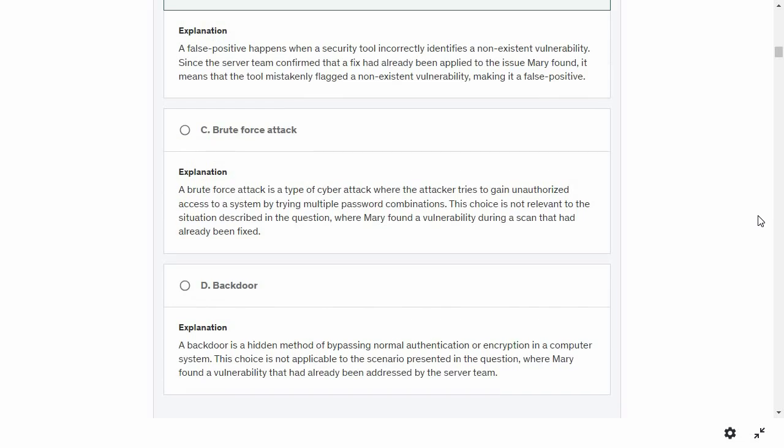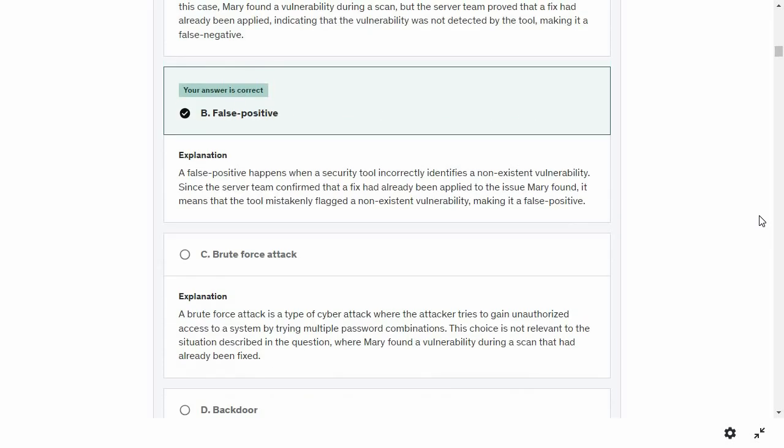Answer number 4, backdoor. A backdoor is a hidden method of bypassing normal authentication or encryption in a computer system. This choice is not applicable to the scenario presented in the question, where Mary found a vulnerability that had already been addressed by the server team. So, backdoor is not the correct answer for this scenario. The only correct answer is false positive.